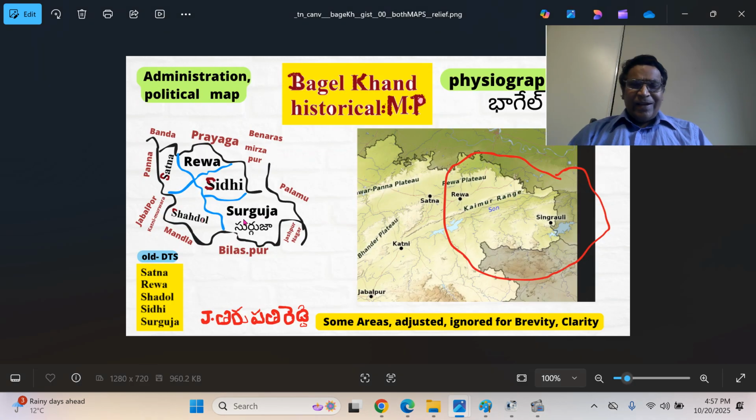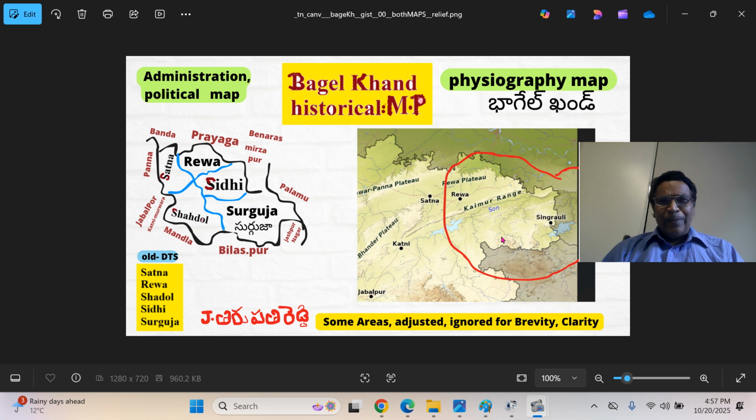See, this is the standard administrative two-dimensional political map, administrative geography, political geography. This is a three-dimensional physiographic map where you can see the land with the physical features such as the rivers, mountains, gorges, and so on. That gives a better understanding.